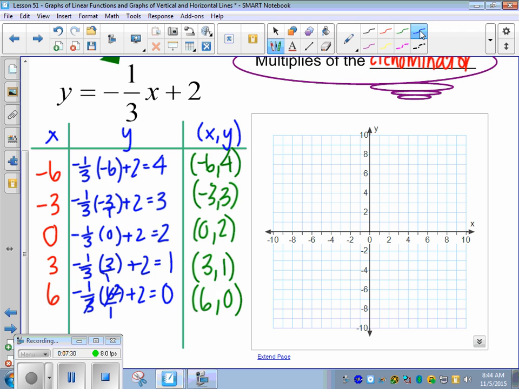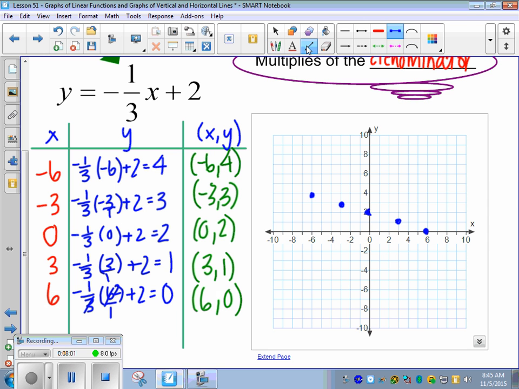So let's go ahead and do that. I'm going to start with negative 6, 4, which is going to take me left 6 and up 1, 2, 3, 4 to the negative 6, 4 coordinate. Negative 3, 3 is going to take me left 3 and up 3. 0, 2, right here, then 3, up 1, and finally over 6 and up 0.